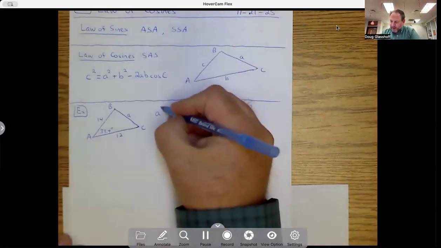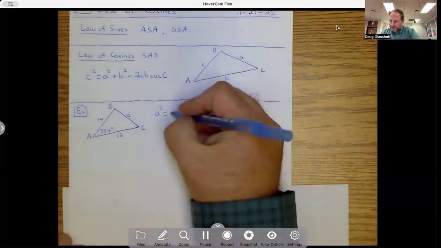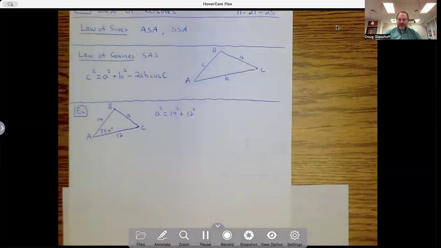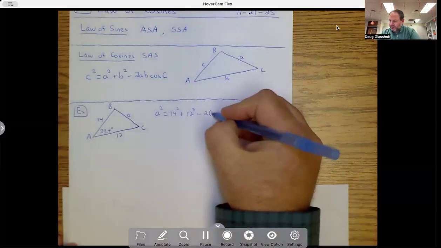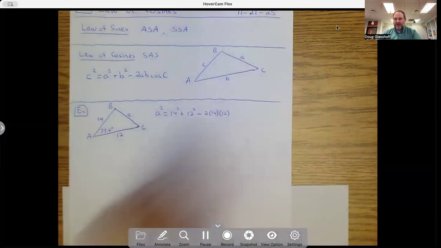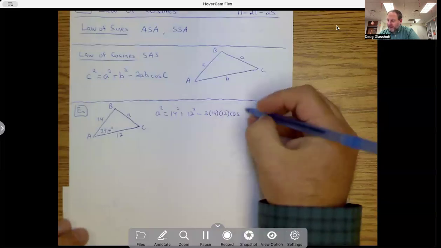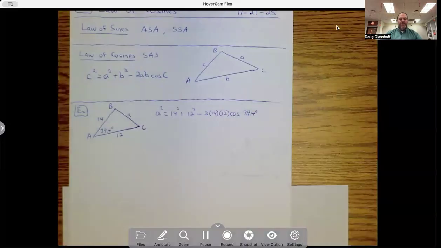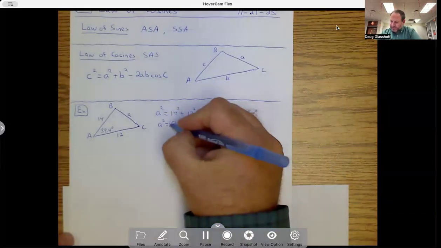In this case, a squared will equal these two. It doesn't matter which one is the a and the b. It's just going to be 14 squared plus 12 squared. Since you're adding them together, it doesn't matter which order. And then minus 2 times 14 times 12. Again, the order doesn't matter because you're multiplying them together. And then cosine of the angle, which in this case was 39.4 degrees. All right. So we can type all that in. I did that earlier. I got 80.36.